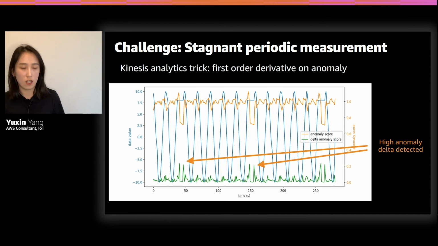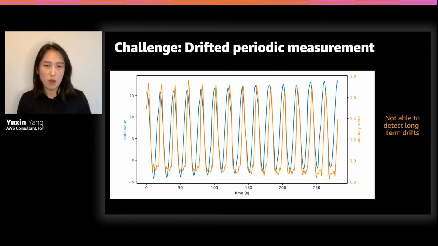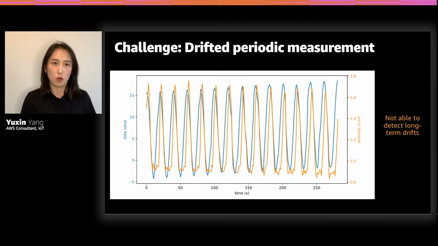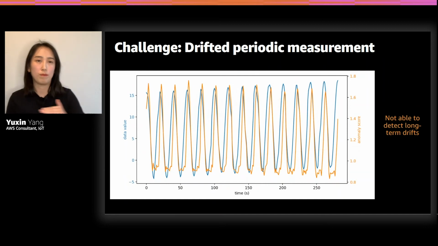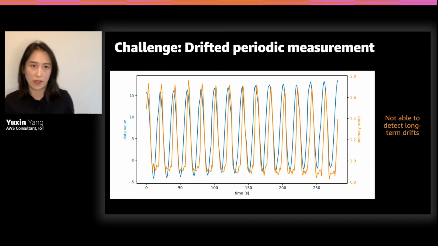Now, another challenge for random cut forest is that it's actually not very good at detecting trending data. In this case, we have a sine wave, but with a slight bias introduced. As you can see, the blue line is trending up, but the orange line showing the anomaly score doesn't change much. It is still varying in the same range, and there's no clue to tell that the data is actually trending.